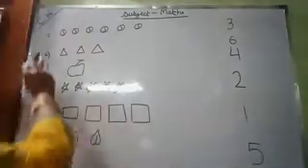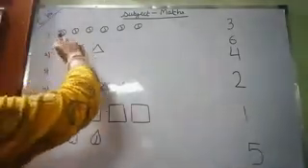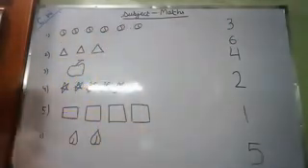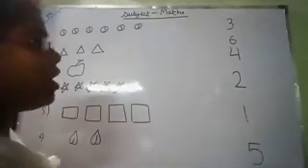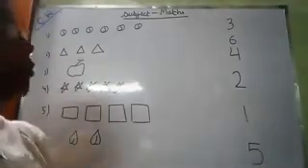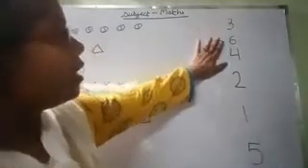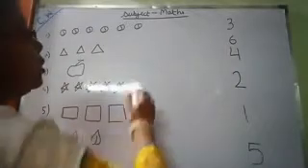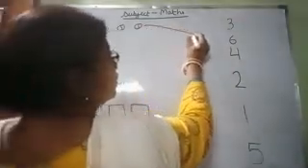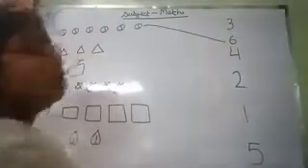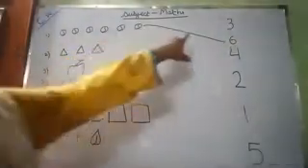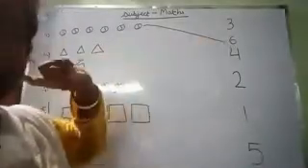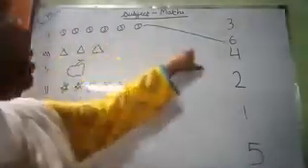Okay. See the first one. How many balls are there? 1, 2, 3, 4, 5, 6. 6 balls are there. We have to find where is 6 written. Here where is 6? Here it is 6. So how we will match? You will match like this. You have to match 6, 6. This object is also 6 and this number is also 6.